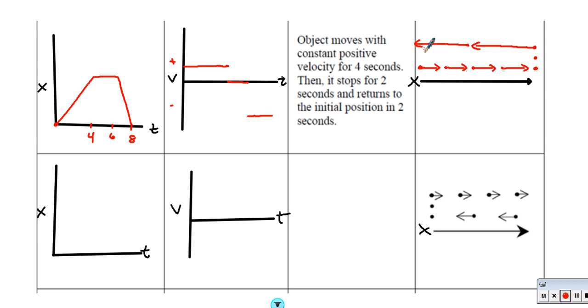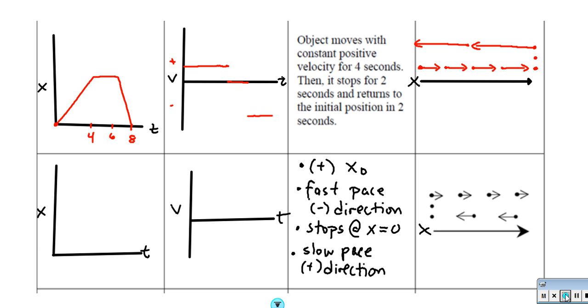Now we're given the motion map. This motion map shows that we're starting with some positive position. The arrows are longer, so it appears as though it's moving faster. It stops at the origin and then moves back at a slower pace. So our object is starting away from the origin and moving towards the origin.